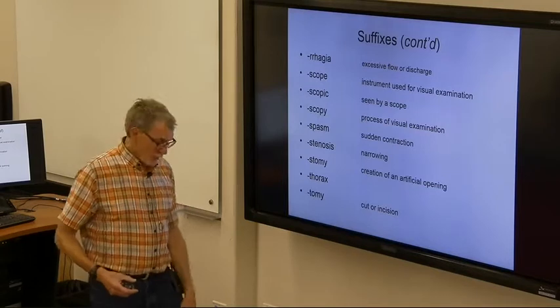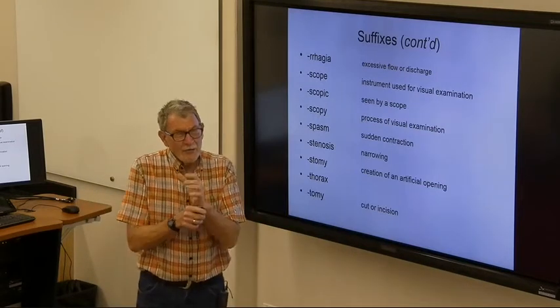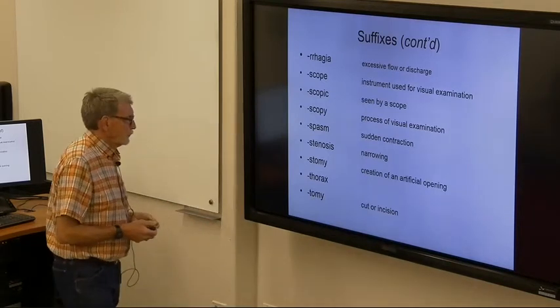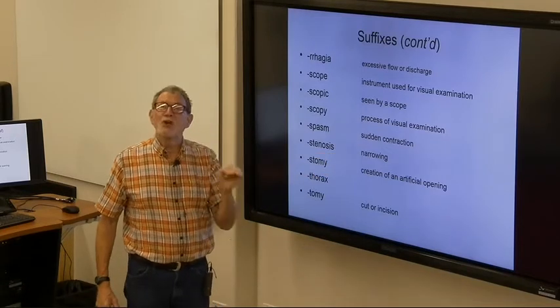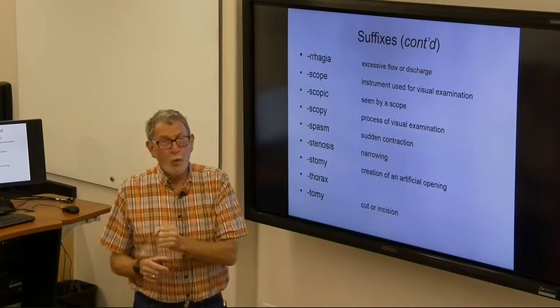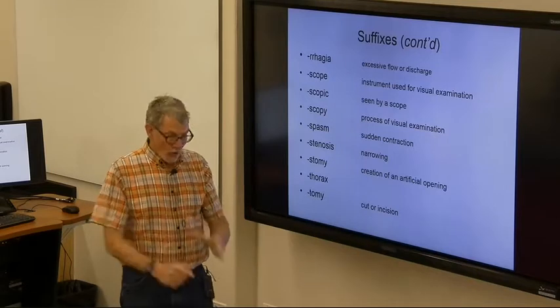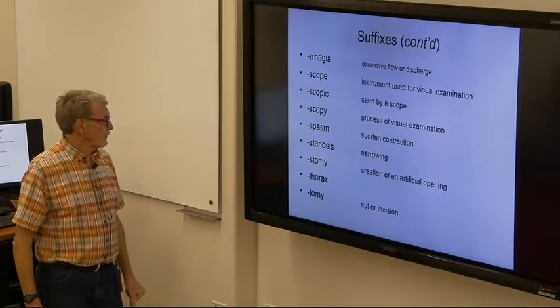A spasm is a sudden uncontrolled contraction. You can have that of a muscle and it can spasm, or you can have that of your bronchi so that they squeeze and you can't breathe very well. Stenosis is a narrowing of any tube. So we're going to have that in coronary arteries. We're going to have stenosis. We're going to have it in intestines. And we're going to have it in airways. Stenosis.